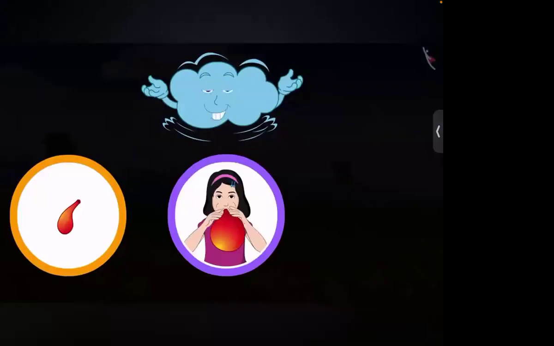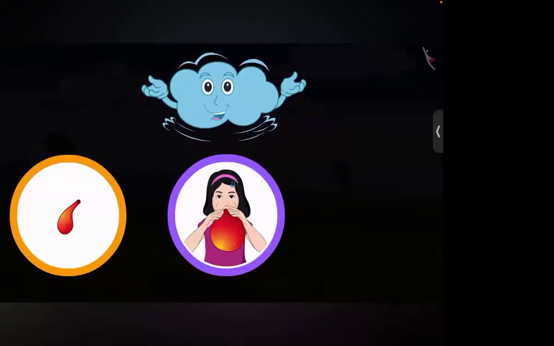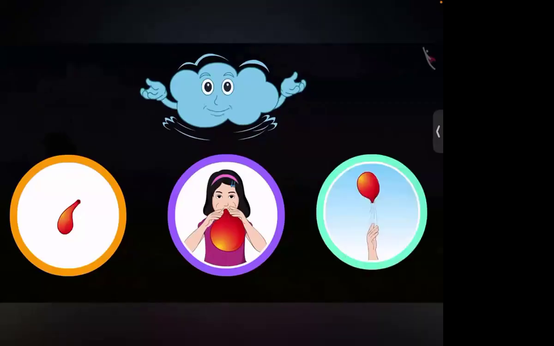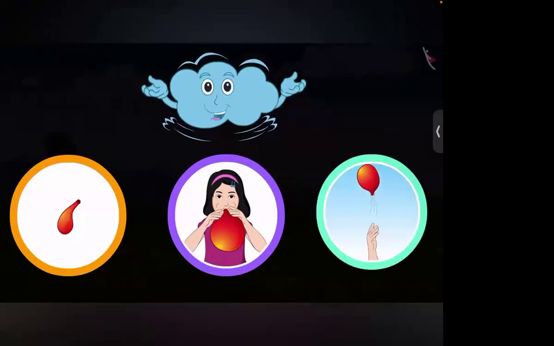Take a balloon, try blowing it with air. What happened? The balloon got filled up and the air pressure inside the balloon became high, isn't it? And at the same place, the air pressure is low outside the balloon. Now leave the balloon in the air. Didn't the balloon fly up in the sky? And all the air came out.